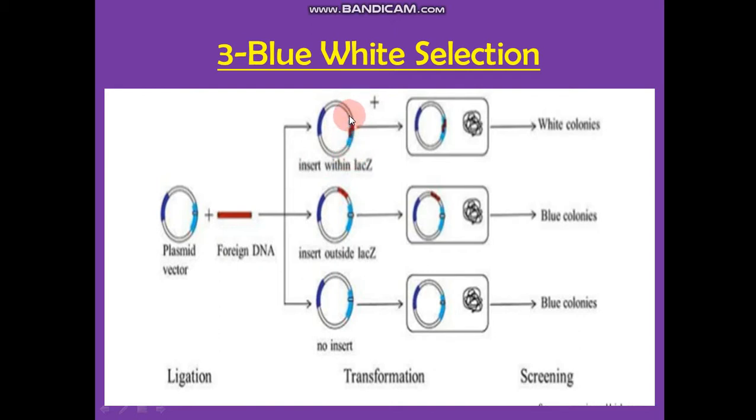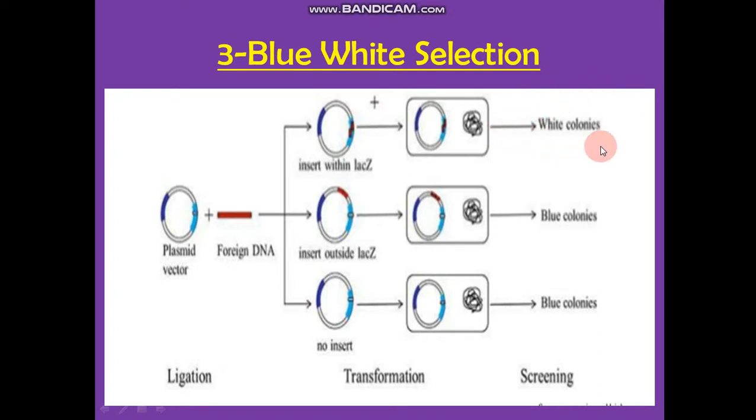See here, the blue colored LAC-Z gene has been interrupted by the addition of foreign DNA. Now what will happen? This LAC-Z gene will not be expressing itself. Ultimately, the beta galactosidase will not be produced, which will finally affect the X-gal, and X-gal will not be broken down into a blue colored compound. Okay, so what will be the ultimate result? The ultimate result will be white colored colonies.